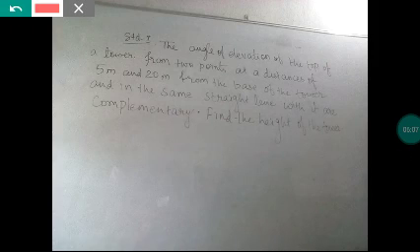at a distance of 5 and 20 meter from the base of the tower. Distance means, remember, horizontal distance. And in the same straight line, the angles are complementary. This is the main word, complementary. Find the height of the tower.